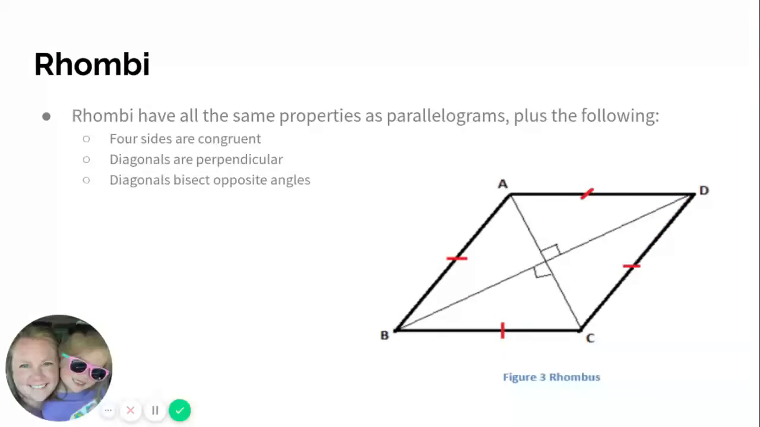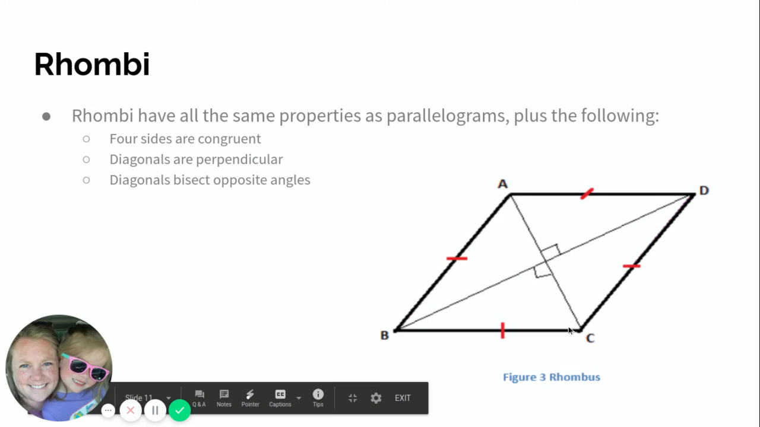The diagonals bisect opposite angles. So this diagonal right here is cutting angle C in half. So if this portion right here was, let's say, 50, then this portion right here is also going to be 50.